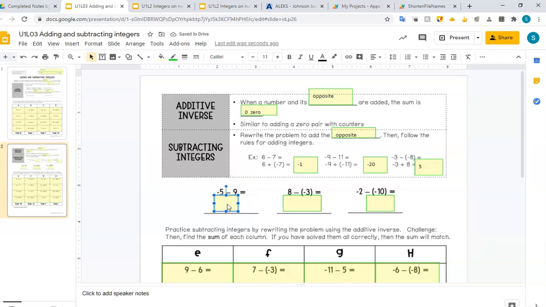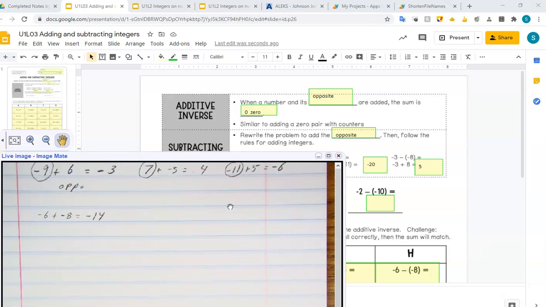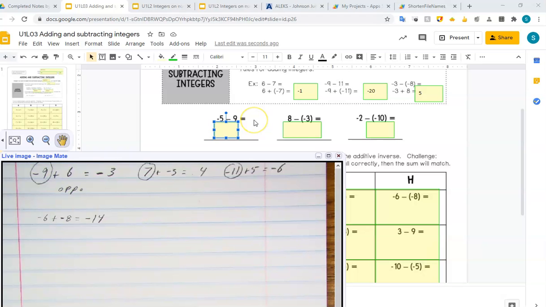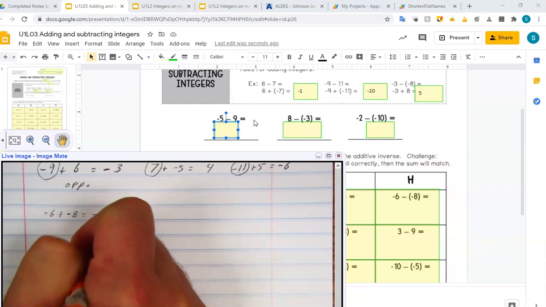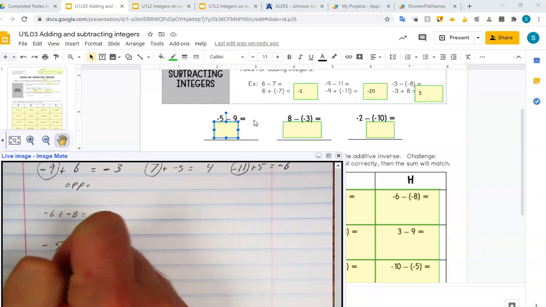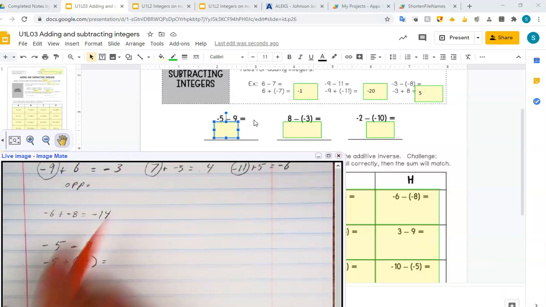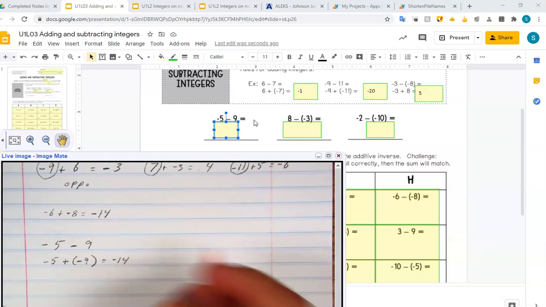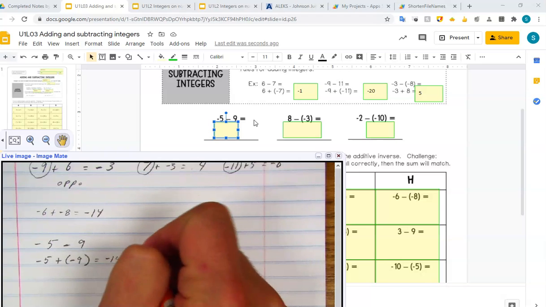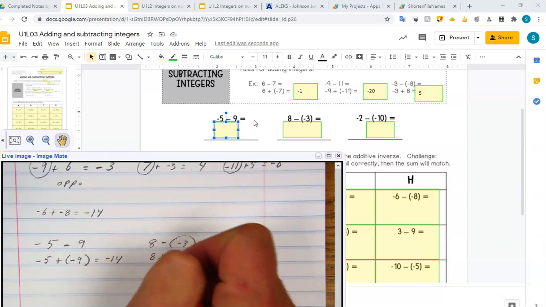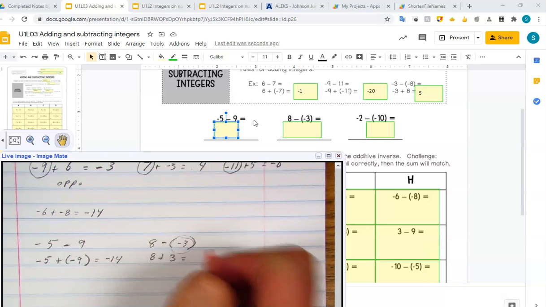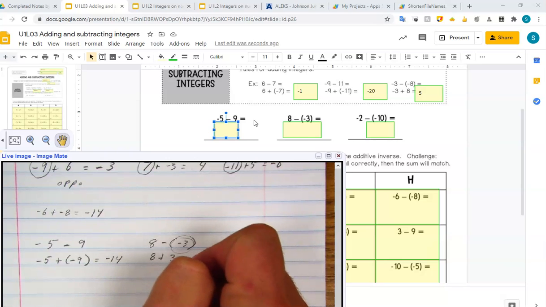So think about rewriting each one of these problems, and I'm going to rewrite them in my notes over here. So again, I'm going to scroll up so I can see it. So we have -5 minus 9. So that's -5 plus a -9. Now, the signs are the same, so we just add up like normal and keep the signs. So that's -14. Let's look at this next one. 8 minus a -3. Well, that's going to be 8 plus, what is the opposite of a -3? That's a +3. So 8 plus 3, that is 11.